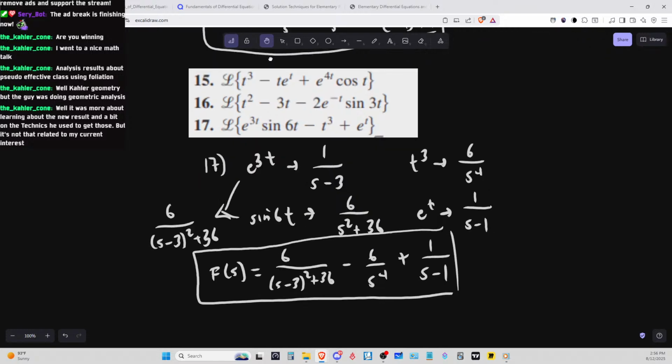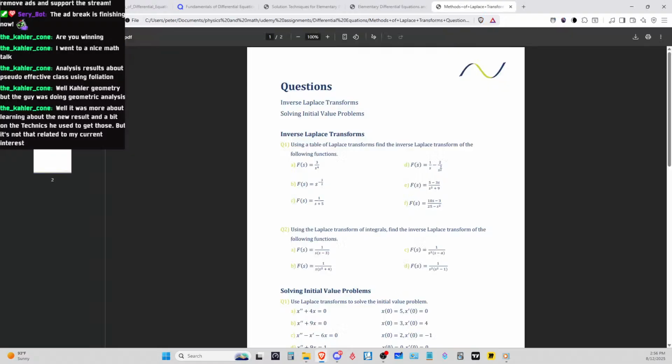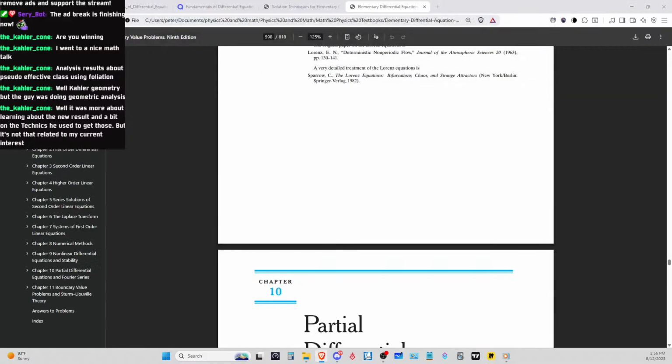So I think we did a fair amount of good problems there. I think now we can do inverse Laplace transforms. Oh, whoops! No, I don't want to show this sheet because it's part of a course I'm taking. I want to give credit to the person that made this, so.